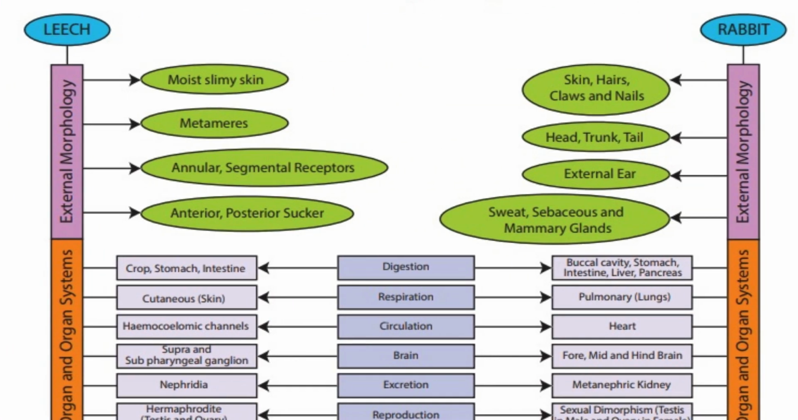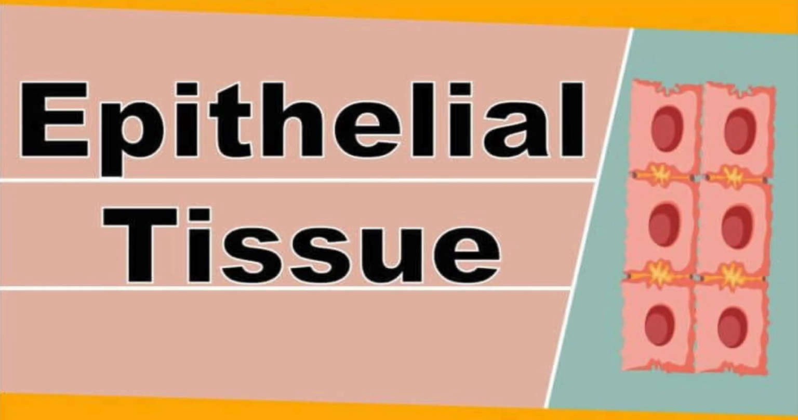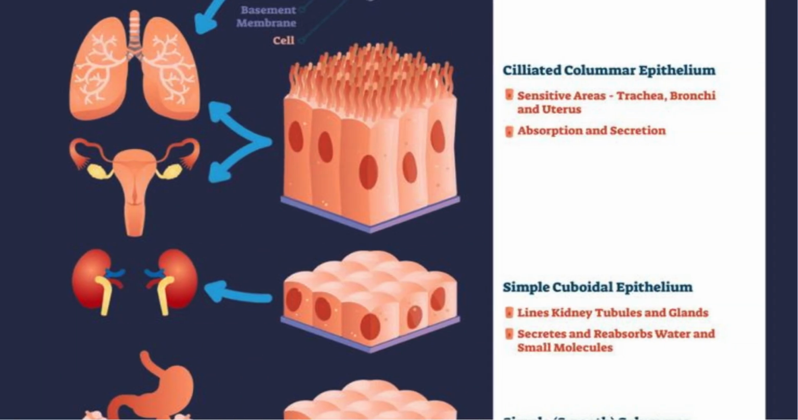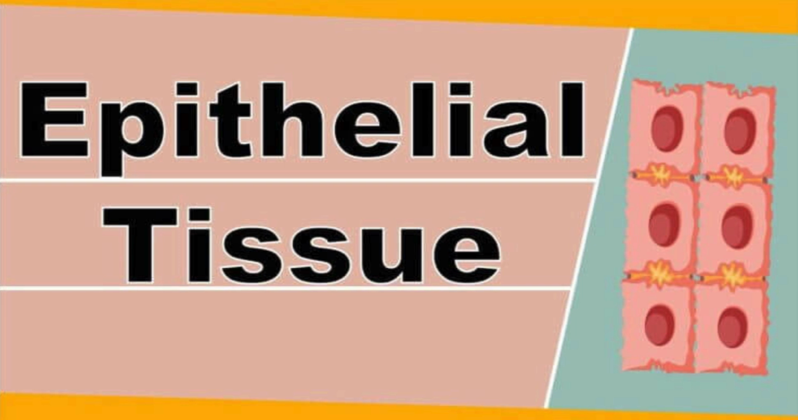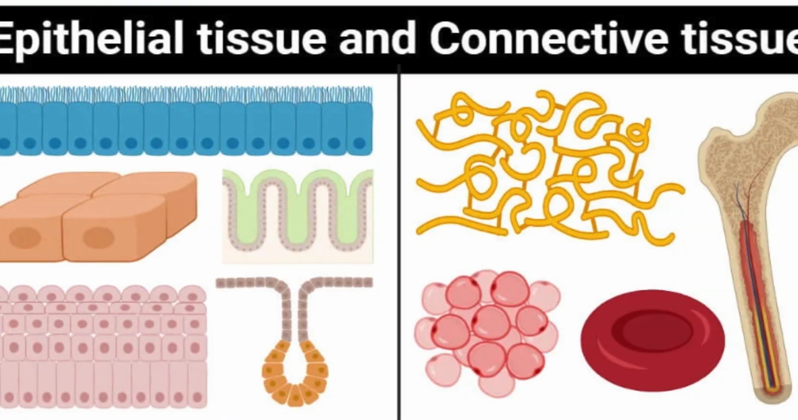Muscular tissue. This tissue helps in movement. There are three types: skeletal muscles, voluntary and striated. Smooth muscles, involuntary and non-striated. Cardiac muscles, found in the heart and striated. Neural tissue, it controls and coordinates body functions. The neurons here act as messengers, transmitting signals.